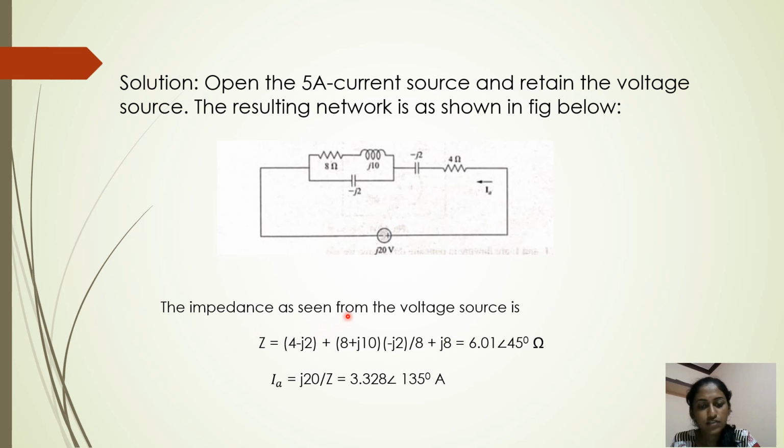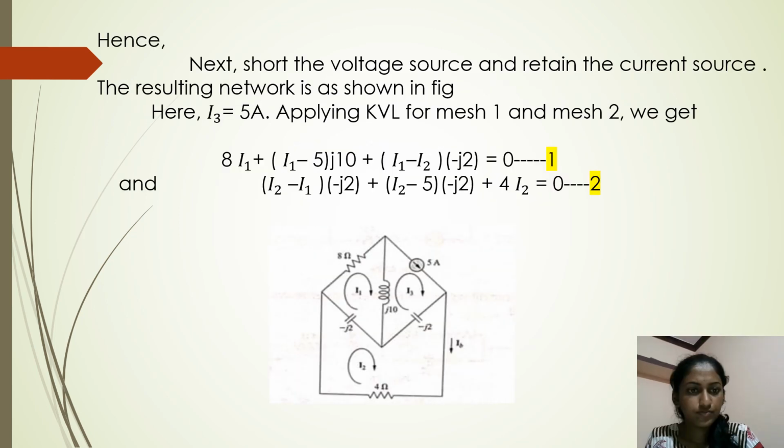The impedance as seen from the voltage source is Z equal to 4 minus J2 plus (8 plus J10) into minus J2 divided by 8 plus J8, that is equal to 6.01 angle 45 degree ohm, and Ia is equal to J20 divided by the impedance. The impedance is 6.01 angle 45 degree ohm. Then Ia is equal to 3.328 angle 135 degree ampere.